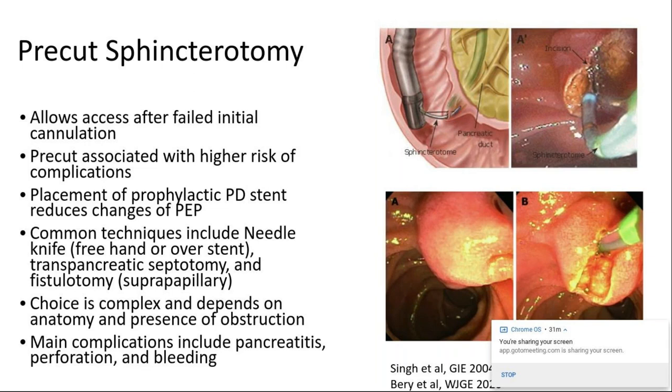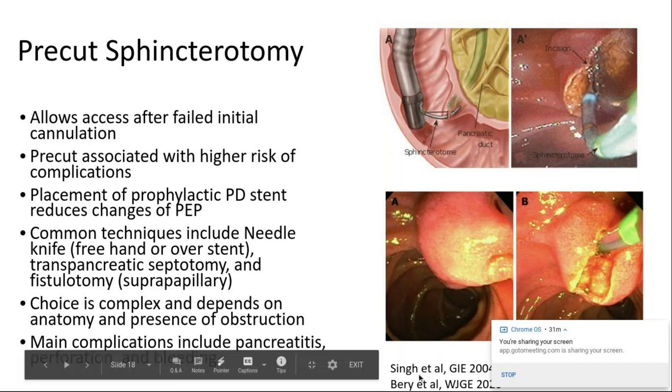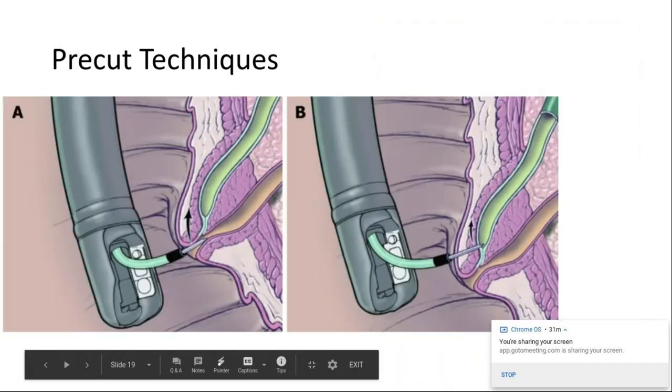And this evidence suggests that in experienced hands, persistent cannulation attempts and early implementation of pre-cut sphincterotomy have similar cannulation rates. However, early pre-cut sphincterotomy reduces the incidence of post-ERCP pancreatitis without adversely affecting the overall adverse event rate. Next slide. So these are some of the different pre-cut techniques.